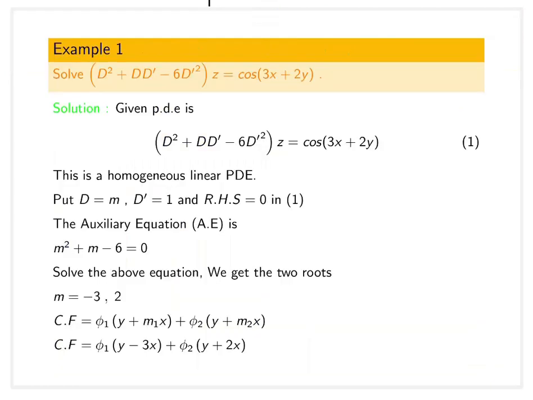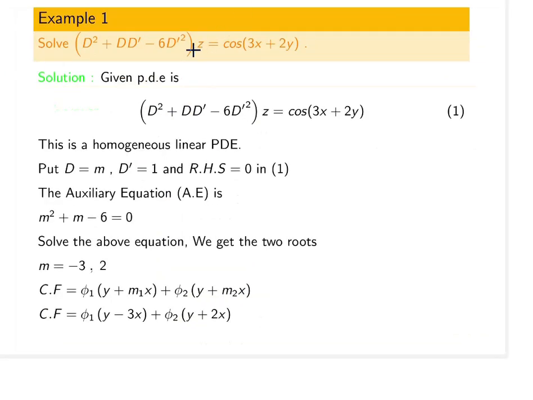So problem number 1. Solve D square plus D dash minus 6 D dash square into z is equal to cos of 3x plus 2y. So the given partial differential equation is D square plus D dash minus 6 D dash square into z is equal to cos of 3x plus 2y.